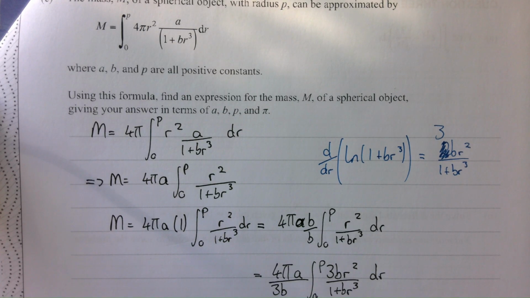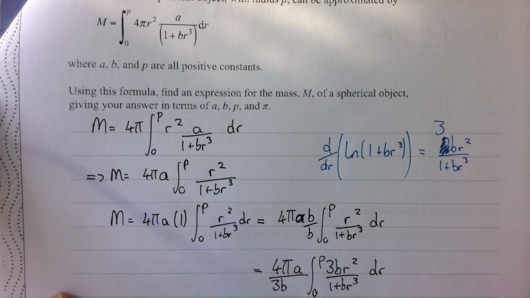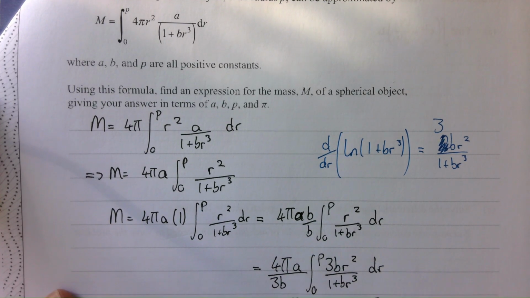Now, what is the natural log of 0? You can justify it to the natural log of 1. What that's saying is, the power of what makes e go to 1? The power of 0 makes e go to 1. Therefore, natural log of 1 is just 0, and so we have 4 pi a over 3b multiplied by the natural log of 1 plus bp cubed.